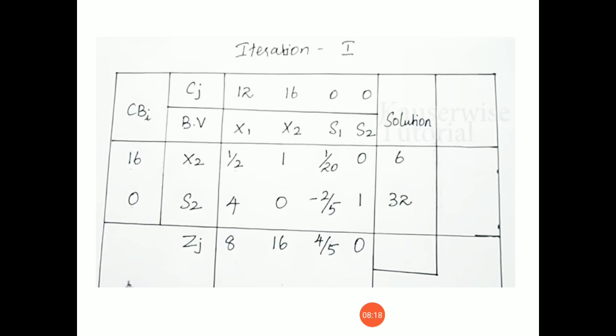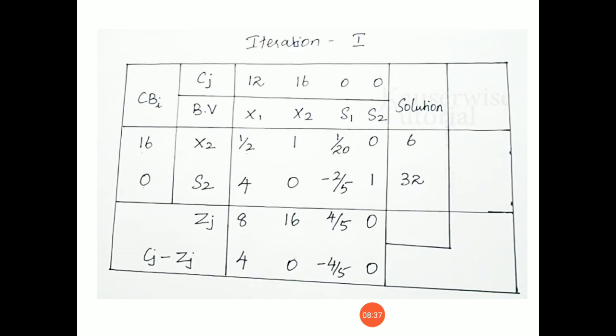Similarly, others can be found, like for the third element, it is 16 into 1 by 20 plus 0 into minus 2 by 5, which is 4 by 5. Similarly, the fourth element of the Zj row is 0. Same technique.